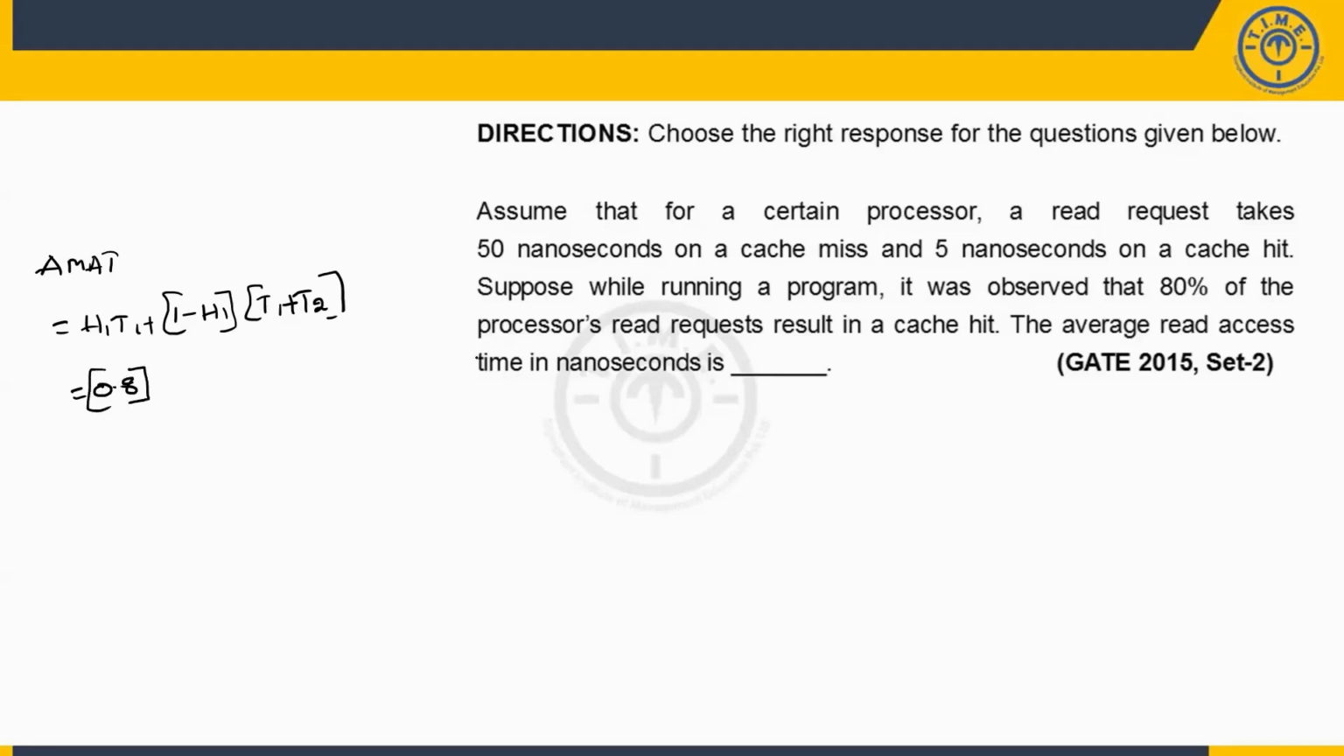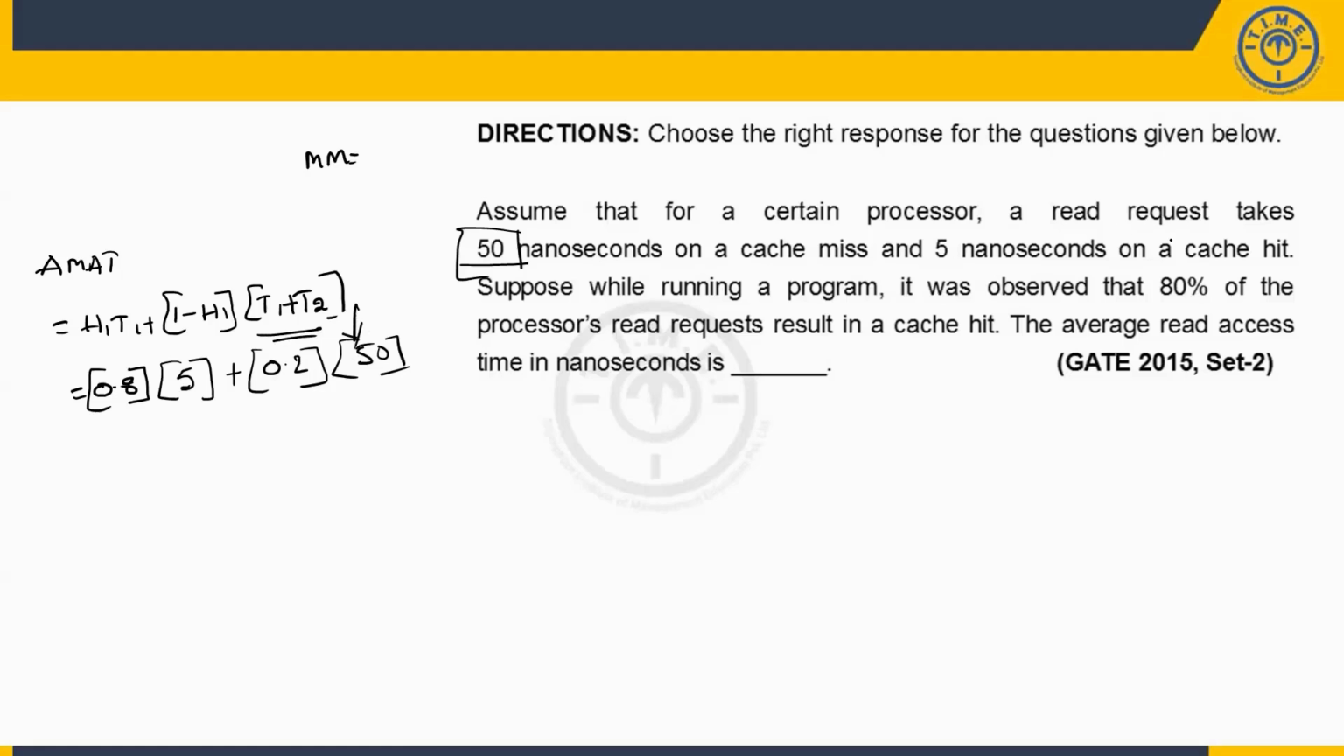T1 access time is 5, and 1 minus H1 is 0.2. T1 plus T2 collectively is given as 50 nanoseconds. If you read the question, it is not the main memory access time. If it is separately given as the main memory access time, you need to add the cache 1 access time to the main memory access time to get T1 plus T2. But T1 plus T2 is collectively given as 50.